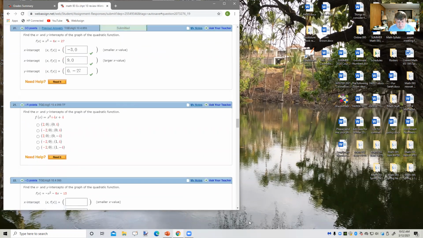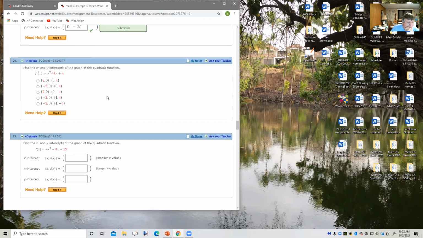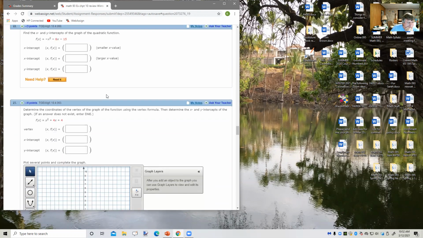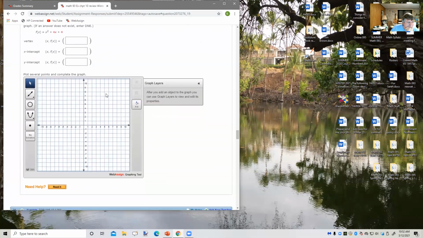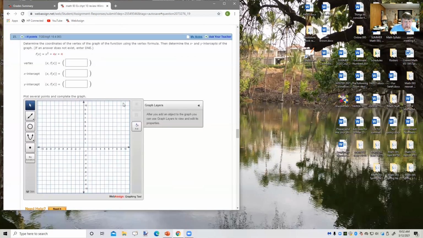All righty. Let's see here. Let's do this one. It says determine the coordinates of the vertex of the graph of the function using the vertex formula, then determine the x and y intercepts of the graph, and then below it has this graphic.